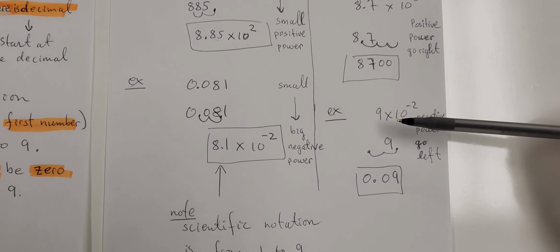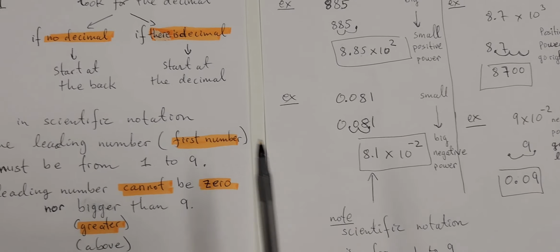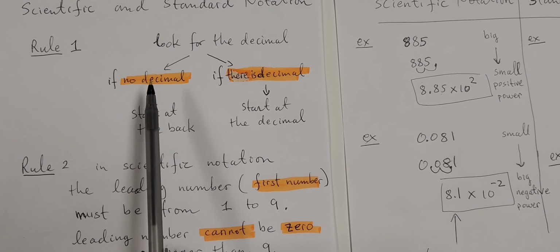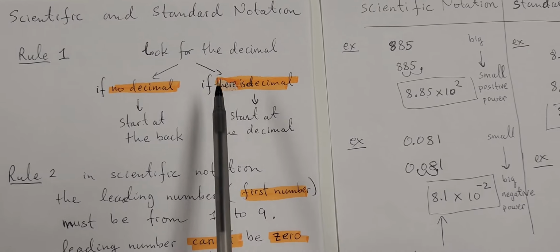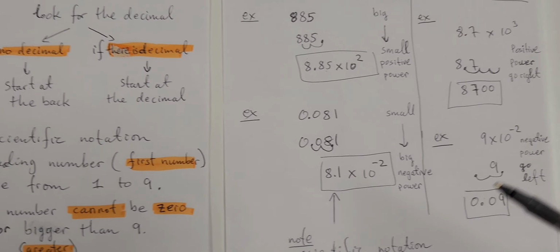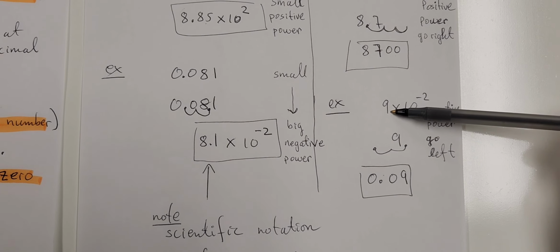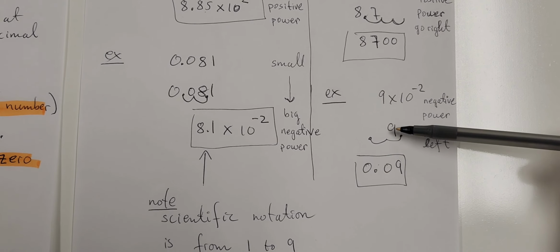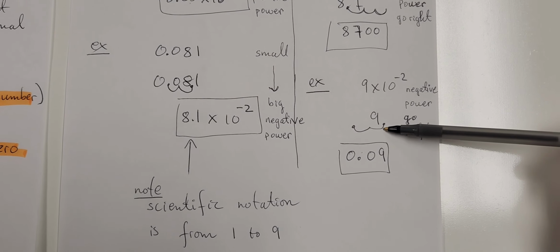Okay, next example, same thing again. Follow rule number 1. Rule number 1 says if there is no decimal, start from the back. If there is a decimal, start at the decimal. In our example, there is no decimal, so we have to start from the back of the 9. Since there's no decimal, we start in the back of the 9.